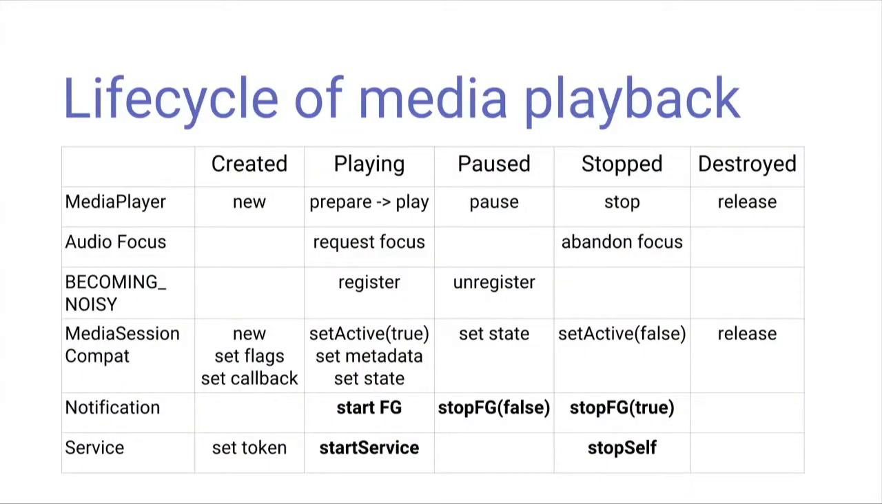So we can see our updated lifecycle of media playback specifically for the service case. So in this case, our notifications have been updated slightly to start foreground when we hit play, stop foreground when we hit pause, because we do want people to be able to swipe it away when we're actually paused. And then on stop, we're going to remove our notification. And similarly, for the actual service itself, we really want to make sure we call set session token. We need to call start service when we start playback so we live as long as possible. But of course, when the user hits the stop button or X's out our notification, we actually do want to call stop self so the system can clean up our service.